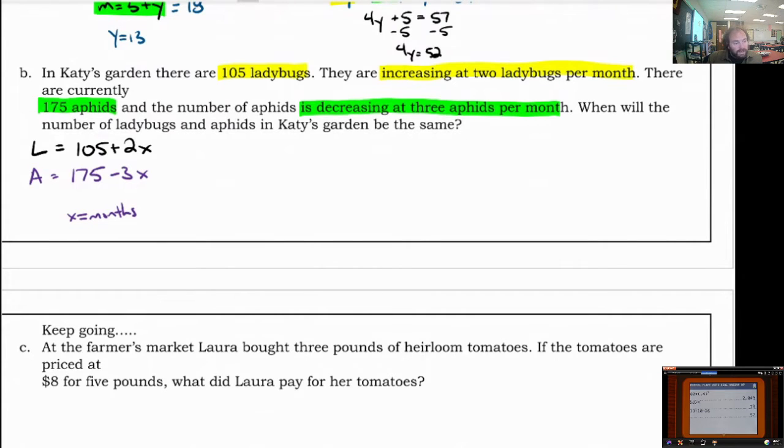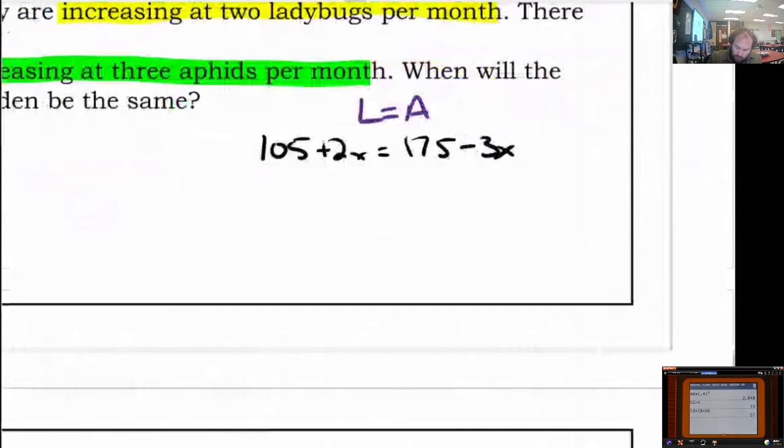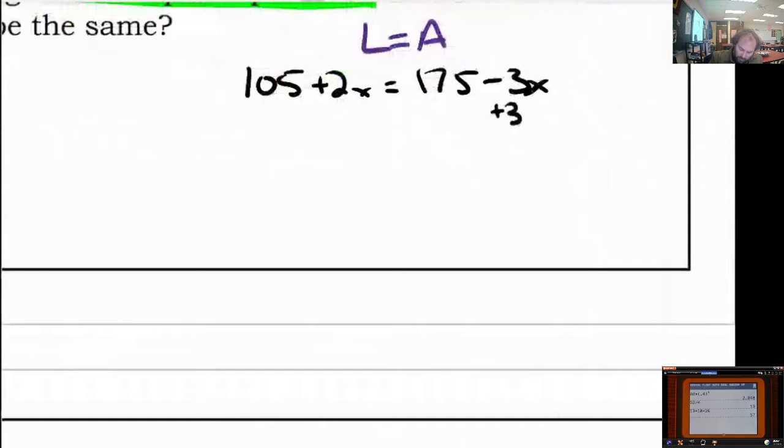When will the number of ladybugs and aphids in Katie's garden be the same? Okay, so we're looking for when ladybugs and aphids are equal to each other. All we really got to do is plug in and solve. 105 plus 2x equals 175 minus 3x, like this. At this stage, we're going to add 3x to both sides to combine our like terms. We'll keep 105 hanging out over here, plus 5x equals 175.